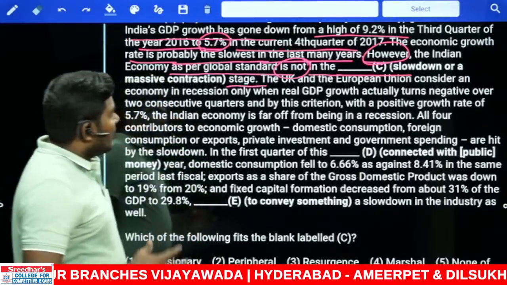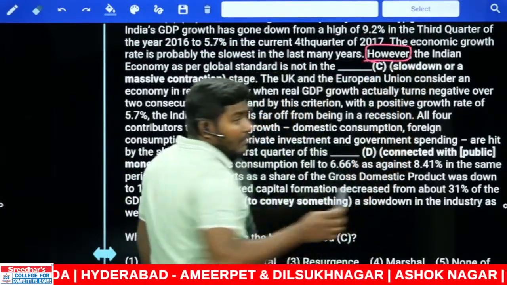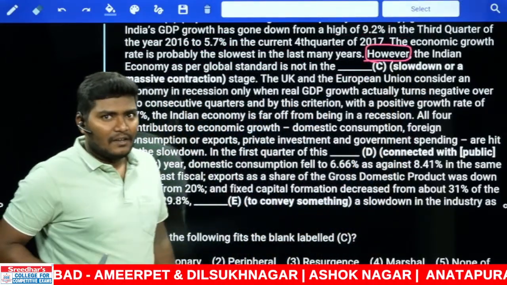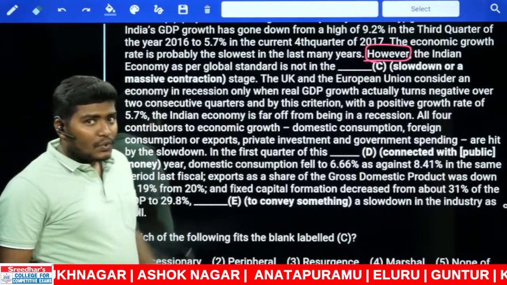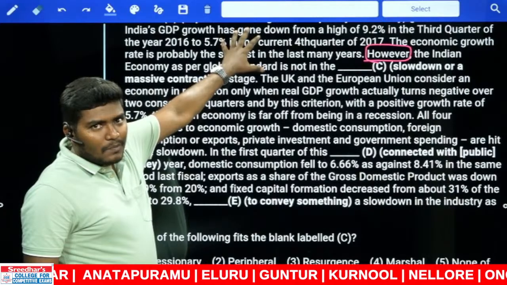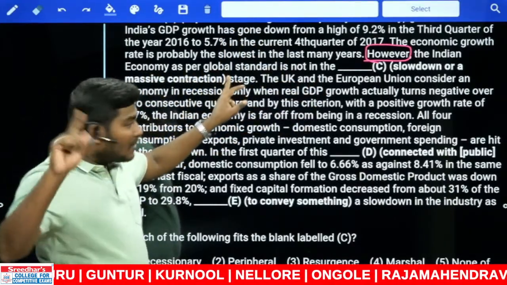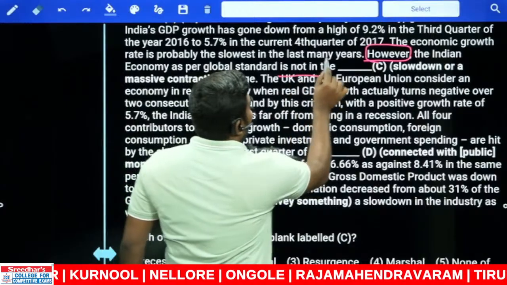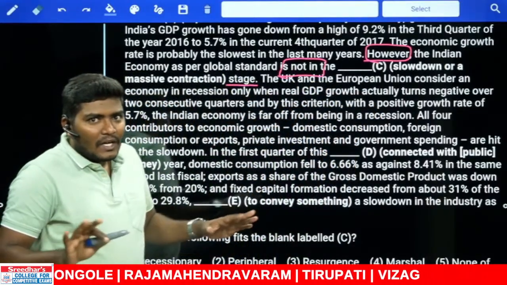And here, on the other side, we have one word. What is the word we have? However. However is a contrast indicator. We have been learning that. In contrast, what are they trying to say? They're saying, see, this is all bad. The condition of the economy is very bad. But the Indian economy, as per the global standard, is not in the dash stage. That means it is not in the bad stage.